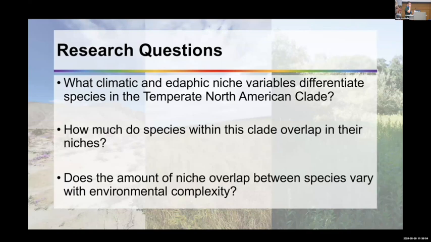So using this system, I wanted to ask 3 general questions to get a sense for what's going on in this group. The first being what climatic and edaphic niche variables differentiate the species in this temperate North American clade. How much do the species within this clade overlap in their niches? And does the amount of niche overlap between species vary with environmental complexity? So is there a Western bias in greater niche divergence, so lower niche overlap? Or is it not really important?